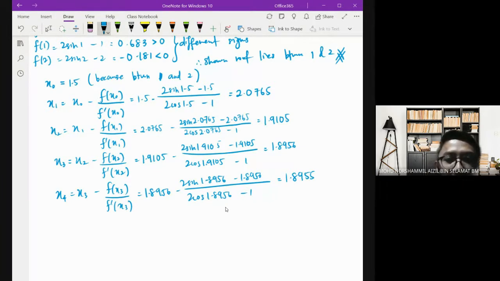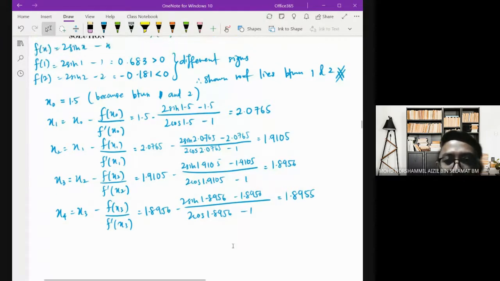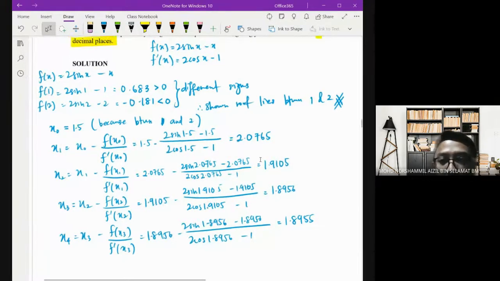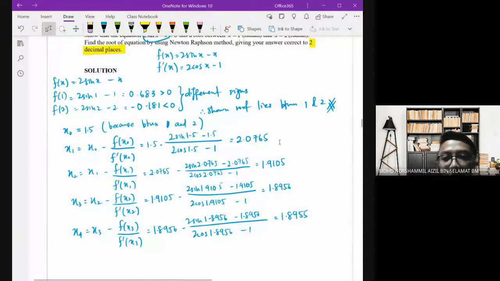Rasa boleh stop tak? Soalan kata apa? 2 decimal places only kan? Question asking you for 2 decimal places. 2 decimal places maksudnya kita nak takat ni je. Tengok yang dekat sini sama. Kita nak round off tu dah sama dah.